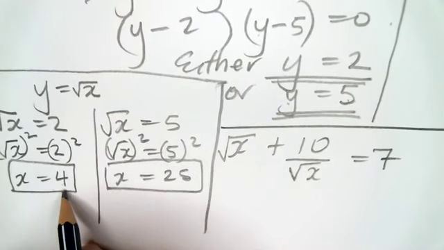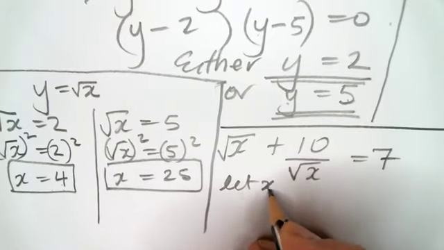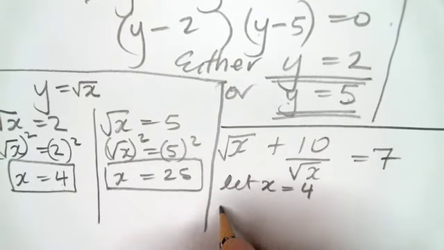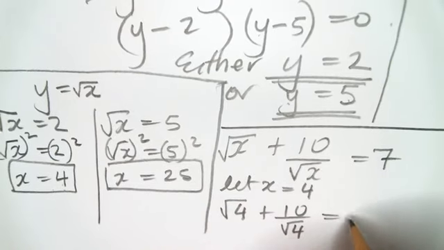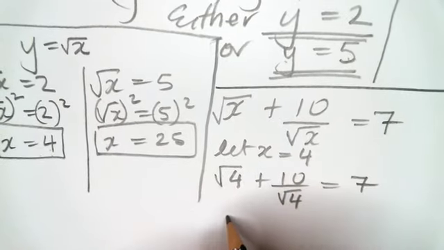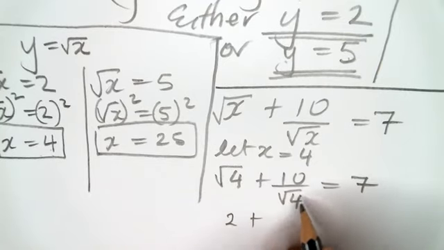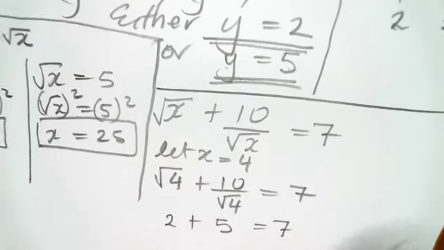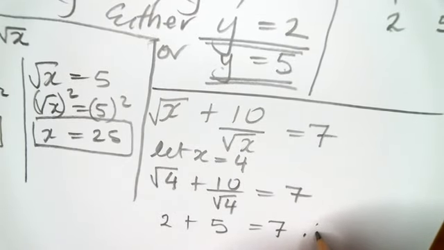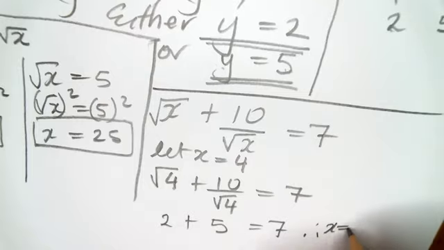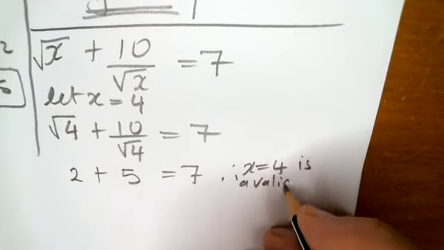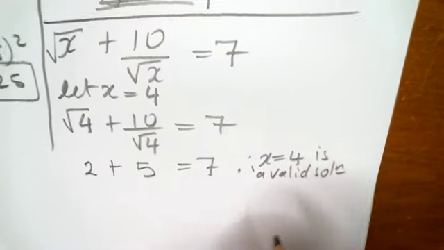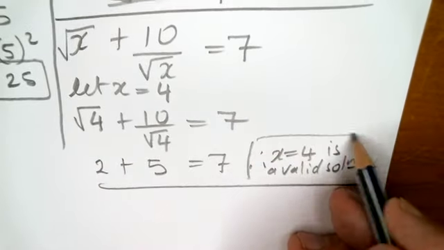Well, let's try this one first. So I let x equal 4. So I've got root 4 plus 10 over root 4. Does that equal 7? Well, root 4 is 2. Root 4 is 2. 10 over 2 is 5, so 2 plus 5 equals 7. Yes, it's true. Therefore, x equals 4 is a valid solution. So this is true, yes? So x is 4 is a valid solution.